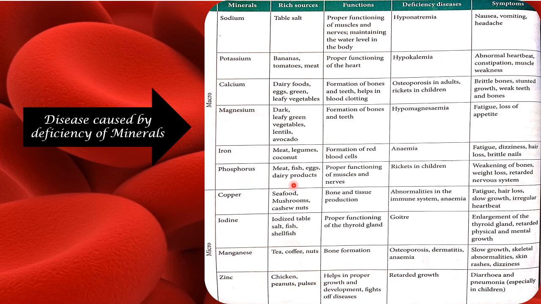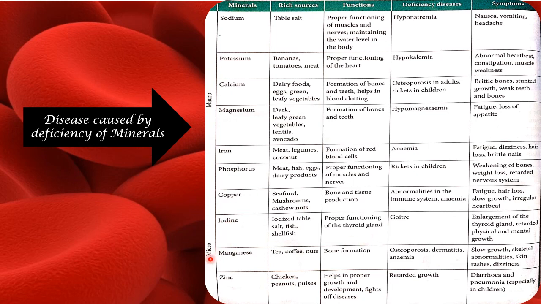Phosphorus: meat, fish, eggs, all these items are included here. And as we discussed already, rickets in children. See, it is interrelated again here. Calcium with phosphorus, rickets, weakening of bones, weight loss, retarded nervous system. All these are the symptoms of lacking phosphorus.